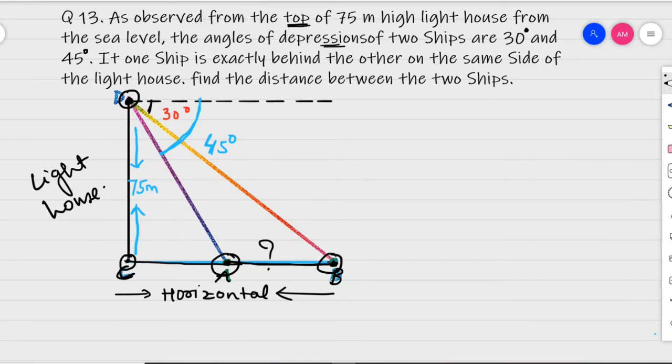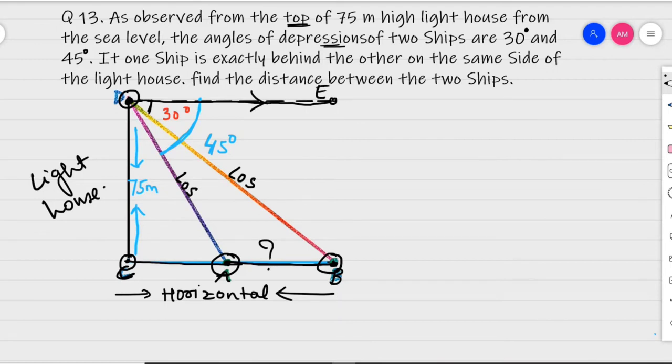Now see, BD is the line of sight and AD is also your line of sight. Now where is the horizontal? You have to make the horizontal in the air. This is your horizontal, children, keep in mind. Let us say that DE is your horizontal line.